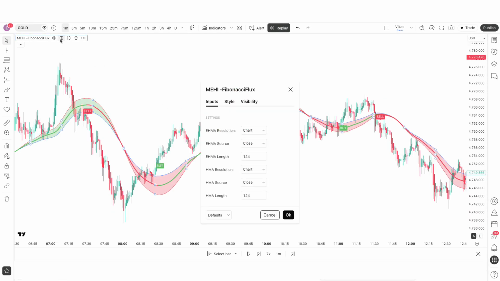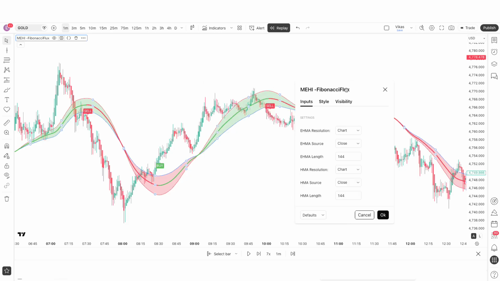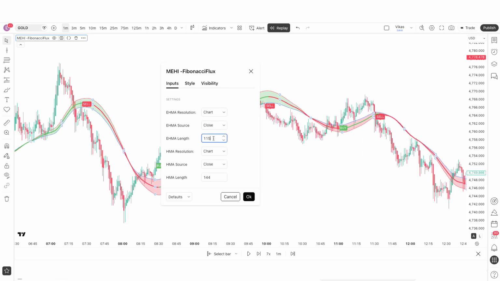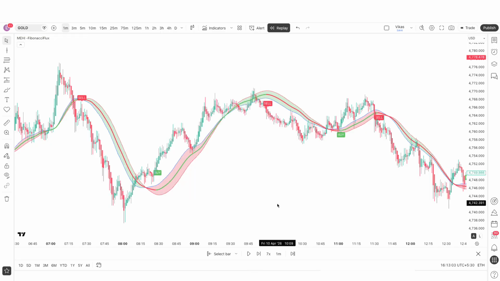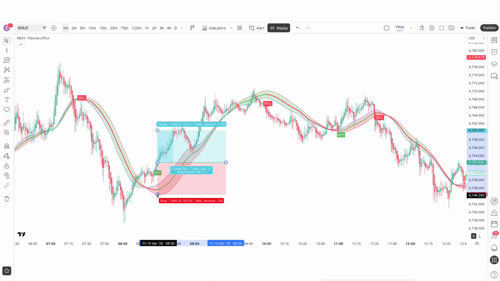Now change the indicator settings for perfect signals. First, change the EHMA length from 144 to 82. Here everything is fine. After that, click OK. Now our setup is ready. Let's see how we use these trading setups.